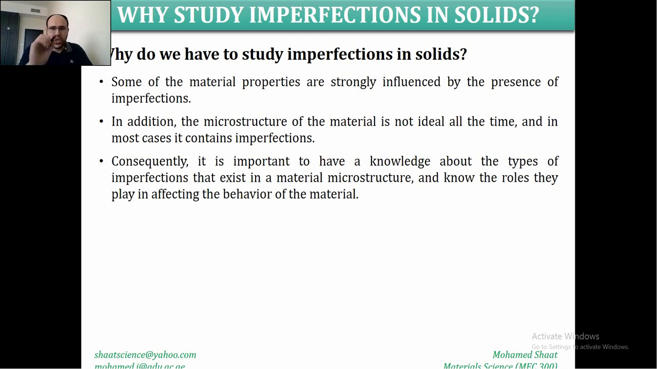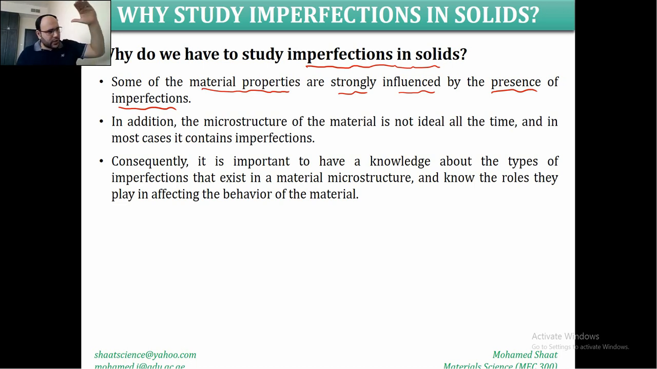So why should we study these imperfections, and what is their importance in this course? Some of the material properties, in fact many of them, especially the mechanical properties, are strongly influenced by and related to the presence of imperfections inside the material structure. Some of these imperfections could be located at the atomic scale. Some other imperfections could be located at the micro scale. We said that we have different levels of the material structure: macrostructure, microstructure, nanostructure, and atomic structure.